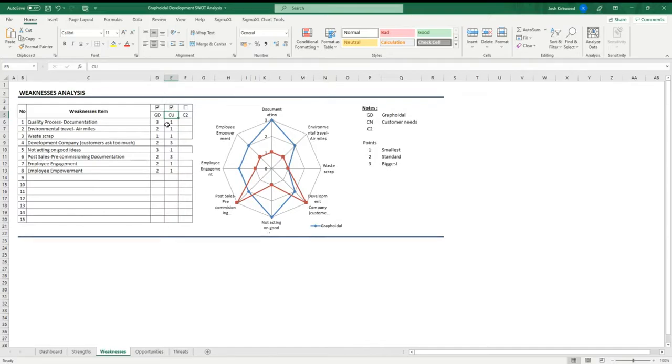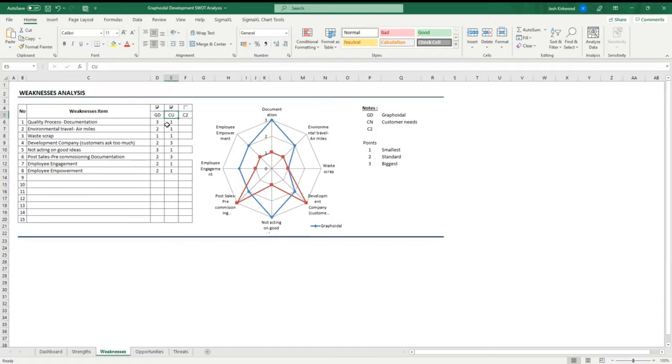Not acting on good ideas. This is our biggest weakness in my opinion. There's a lot of good ideas set by certainly people on the workshop, but because nothing's been done prior to this, they've kind of been quiet now. So yeah, I think not acting on good ideas is a big weakness for Graphoidal. But again, for the customer, they don't really need to know about not acting on good ideas, as long as what they're getting is what they've asked for.